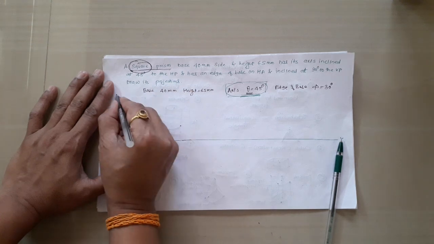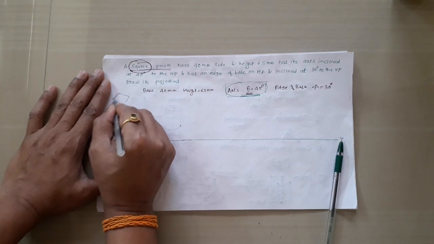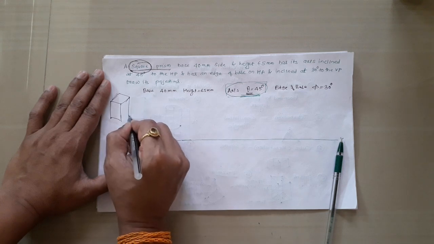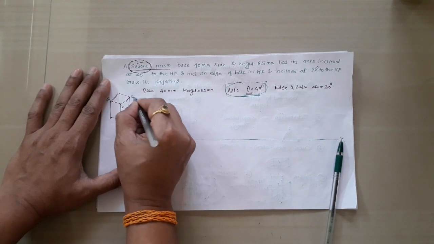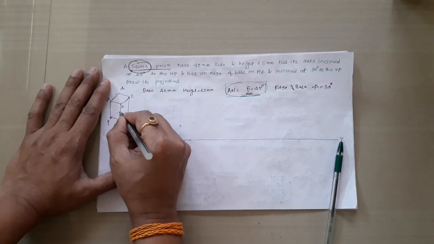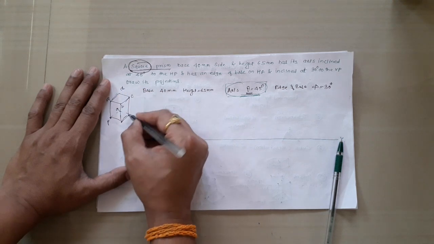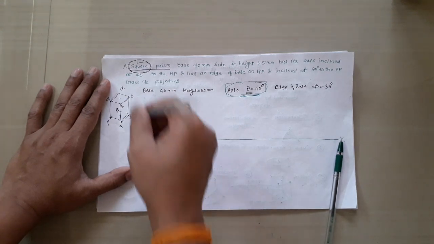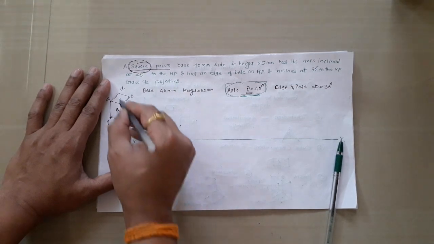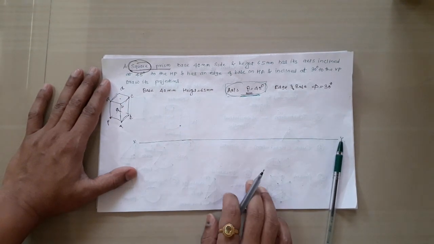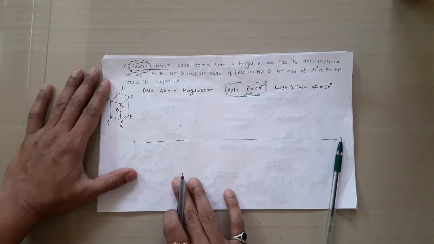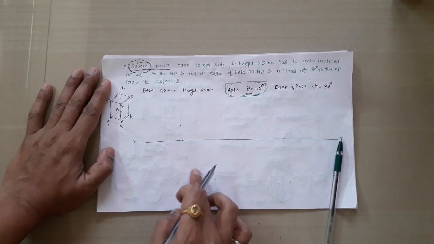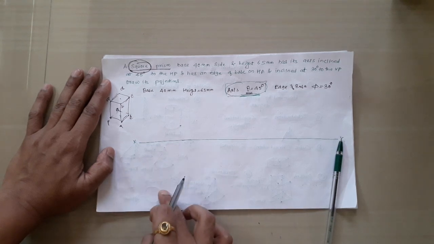This is a square prism. A, B, C, D are the top corners and P, Q, R, S are the bottom corners. This is the axis. If you assume the axis is perpendicular to HP, then the top view of that square prism will be a square. In the top view, you may draw the square having two sides perpendicular to XY, or all four sides inclined to XY.